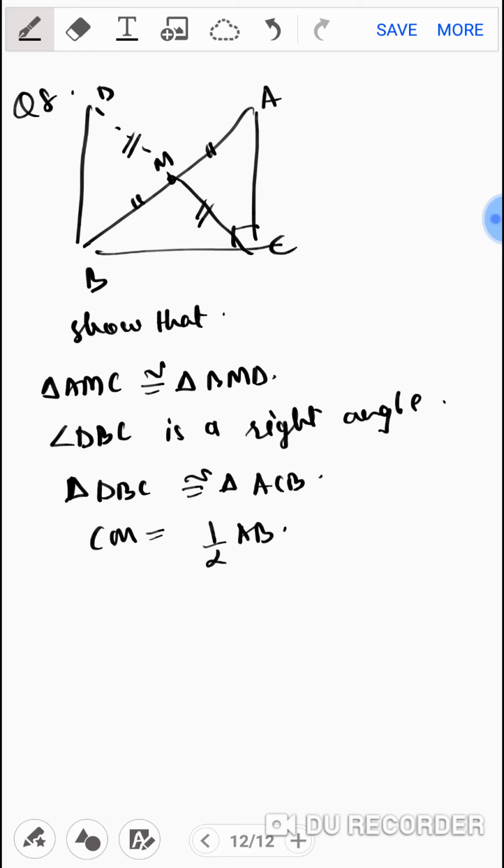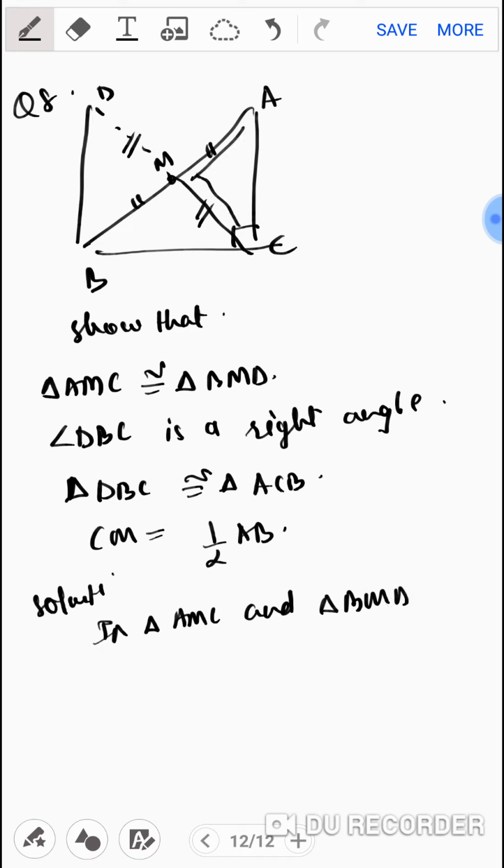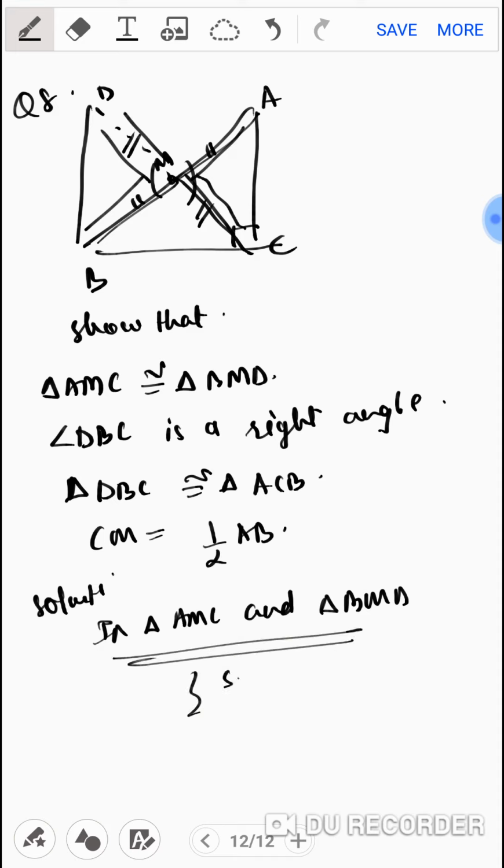Let's start. Suppose I am taking triangle AMC and triangle BMD. If I am taking these two triangles, you are getting very clear reasons that BM is equal to AM, DM is equal to MC, and this is a vertically opposite angle. So very clearly you can make them congruent by which test? That is the side angle side test. Once they are congruent, you can use CPCT in the next part.